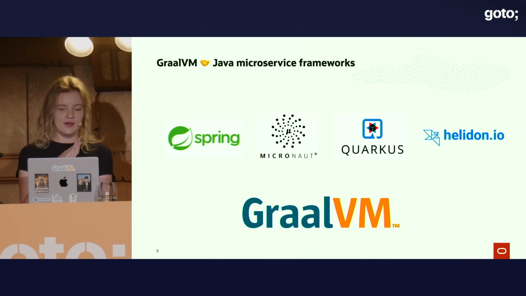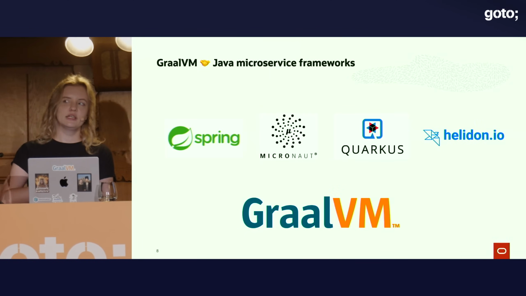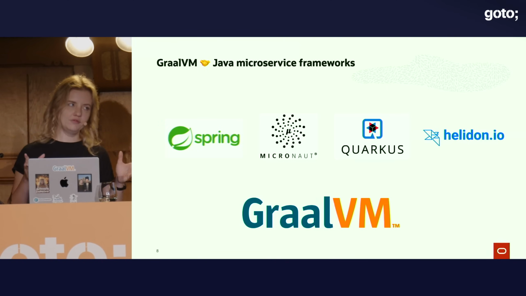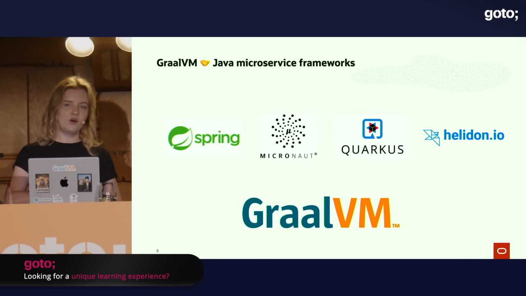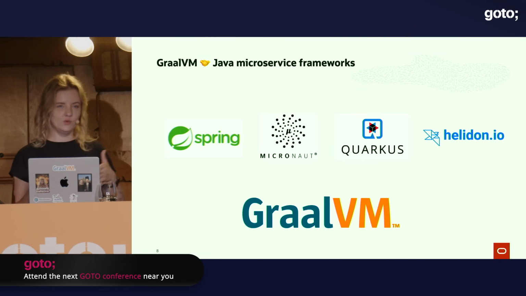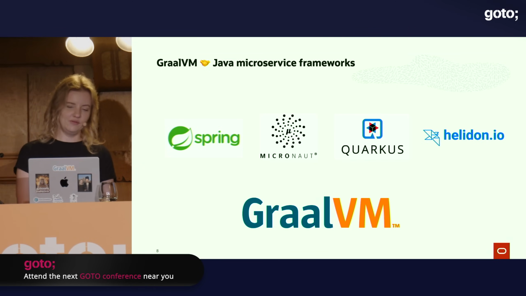And what is also great about GraalVM and native image is that because it gives this fast startup and low memory footprint of native execution, it's widely adopted by many Java microservice frameworks. So if you're doing Spring Boot, if you're doing Micronaut, Quarkus, Helidon, all of them support GraalVM native image and give you an easy way to build applications with GraalVM.